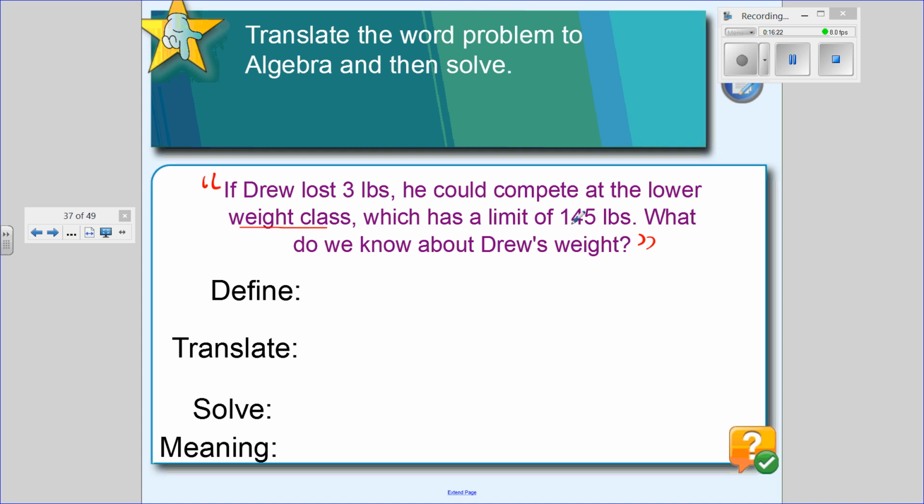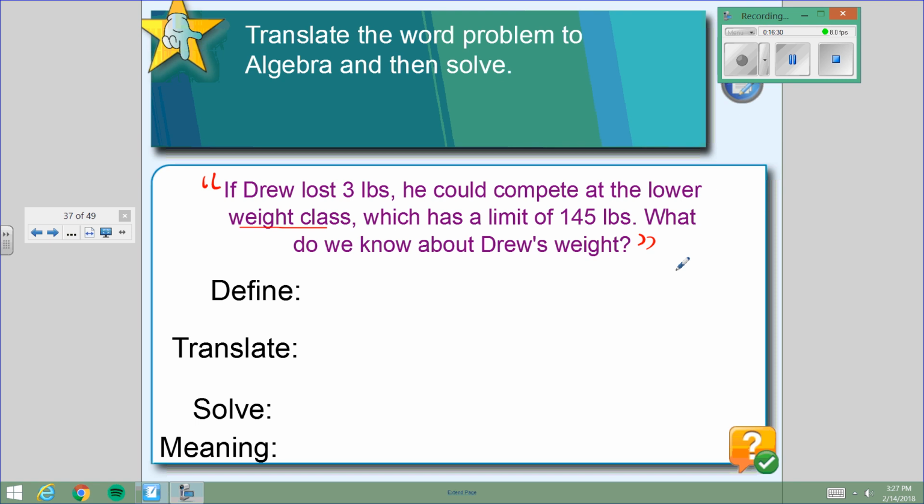And that weight class is defined at a particular number. Hold on just a second. All right, back at it.